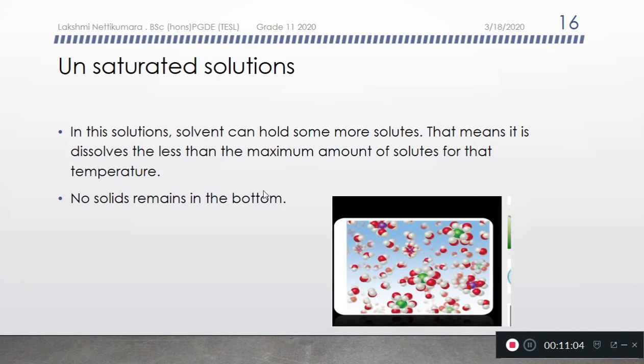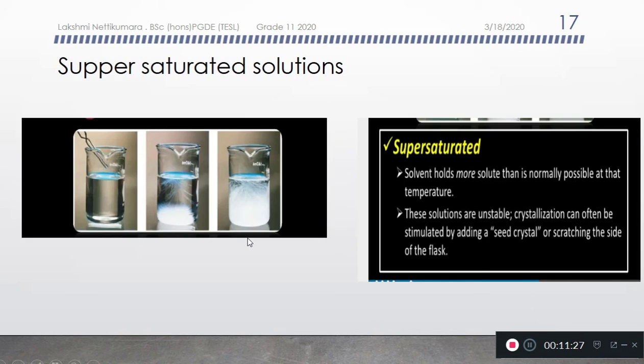The second one is unsaturated solution. The term gives you an idea that the solvent can hold some more solutes. That means it has dissolved less than the maximum amount of solutes for that particular temperature. Here you cannot see any undissolved particles at the bottom. What is supersaturated solution? Supersaturated means the solvent holds much more solutes than the saturated point.